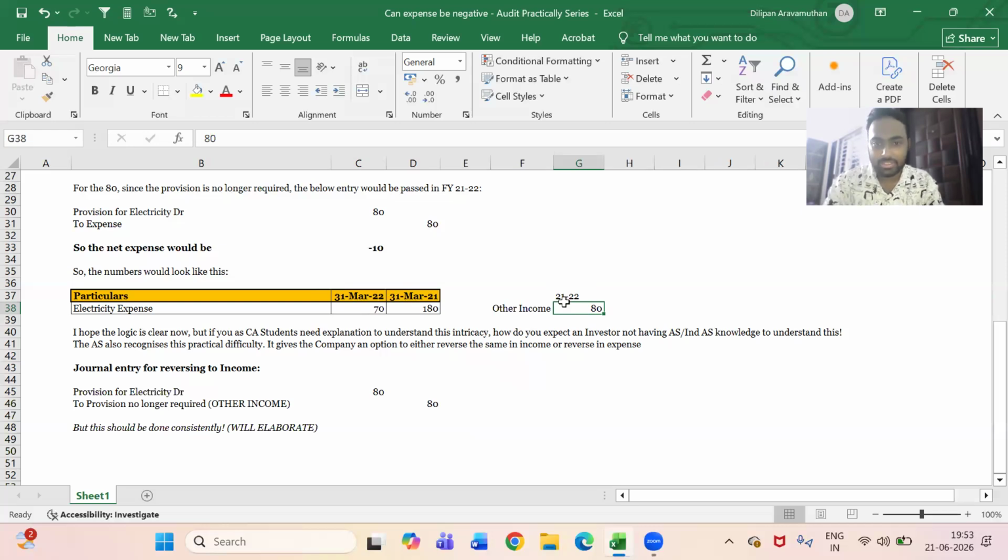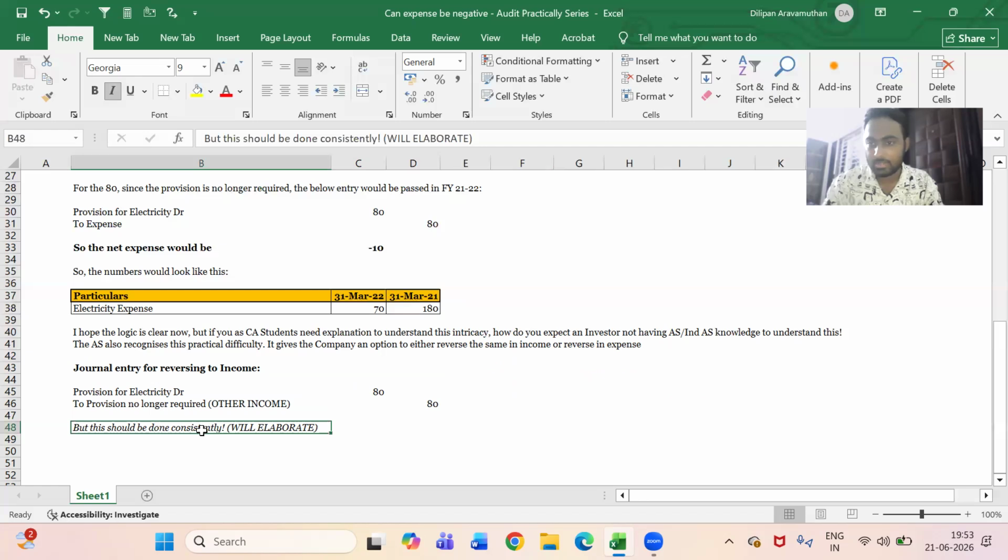So what your AS 29 or Ind AS 37 says in this regard is that you have to follow this approach consistently. In the sense, let's say you are reversing one provision to other income. Let's say you also have an employee bonus provision. You should also be reversing that to other income. You cannot reverse your electricity provision to other income and your employee bonus provision to the expenses. So if you're reversing one provision to other income, you should also be reversing the other provision to other income. Or if you're reversing one provision directly to the expense, the other provision should also be directly reversed to the expense. So that is what we have discussed right now, guys.